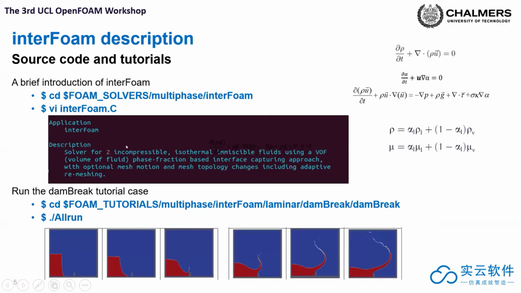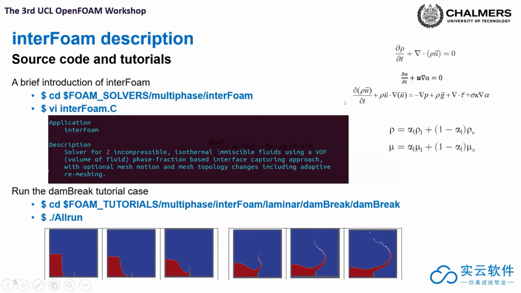So first, I will introduce this interFoam solver. So this solver is located in multiphase, in OpenFOAM solvers multiphase interFoam. And if we look at the interFoam.C file, we can get a description about what this solver does. So this solver basically solves for two incompressible isothermal immiscible fluids using a volume of fluid based interface capturing approach, with optional mesh motion and mesh topology change, including adaptive remeshing.